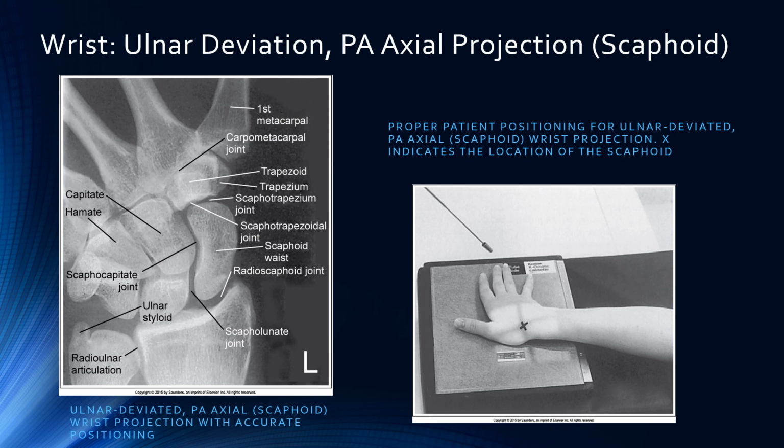Wrist, ulnar deviation. A PA axial projection of the scaphoid. This is an example of proper positioning for the ulnar deviation view and the anatomy.